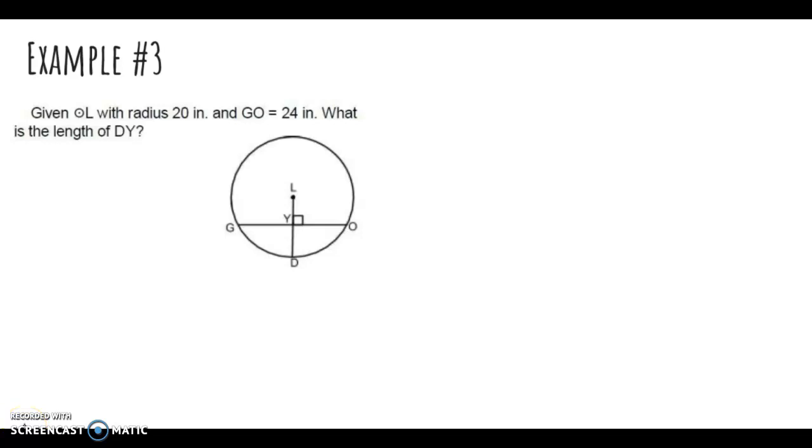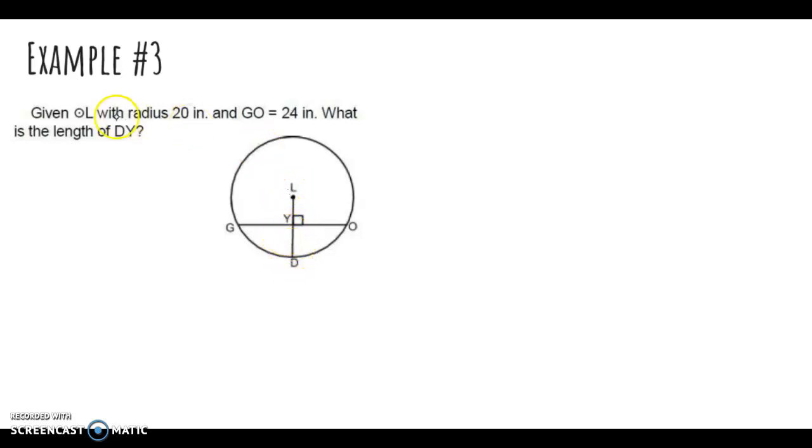Okay, in example 3, you have a diagram given. This is circle L. The center is at L. The radius is 20, and we know that the chord is 24 inches. The question is, what is the length of DY? That's this small part here.